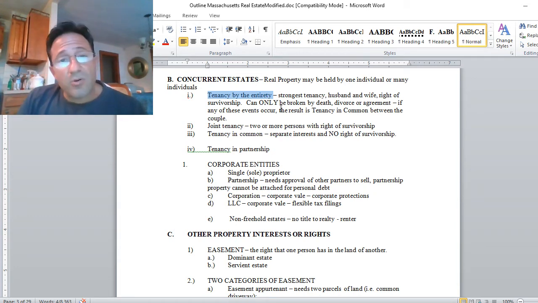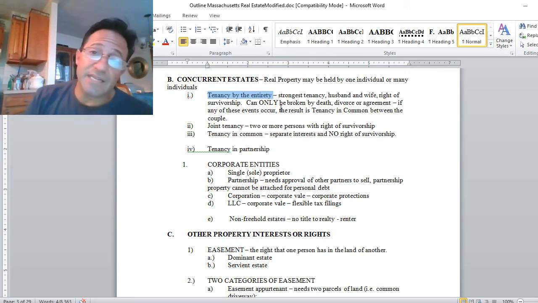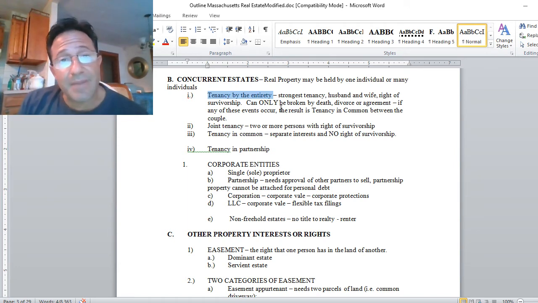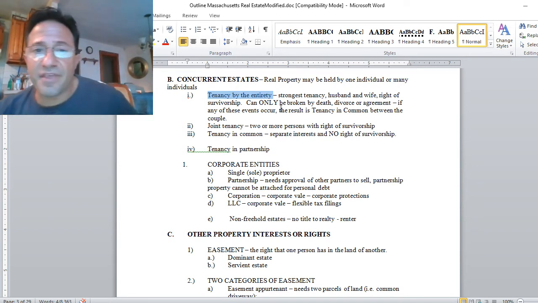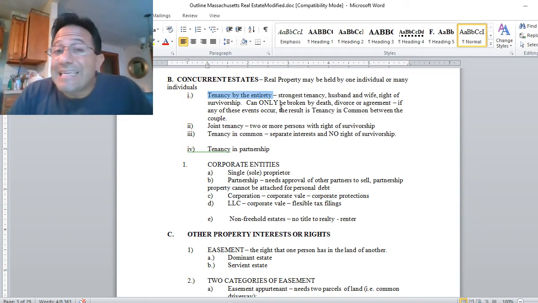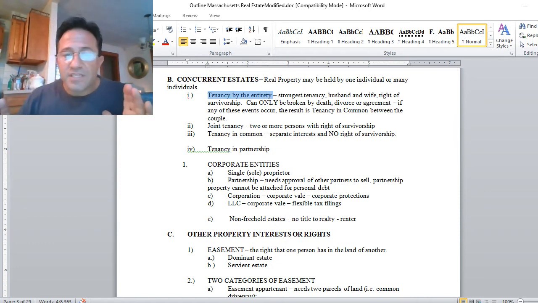Now, third thing about tenancy by the entirety, it's not easily broken. Remember what I said in the beginning. Massachusetts considers a married couple to be one. So that being the case, they both have to join on a deed to convey title. One cannot do it alone. If one person of a married couple tries to sell off their 50% interest in the tenancy by the entirety, it will not be effective. You need both parties to sign.